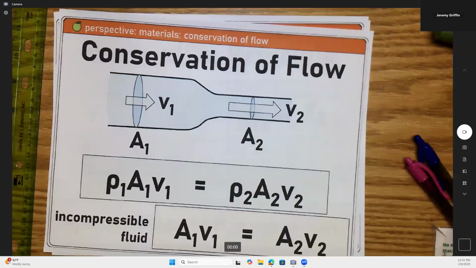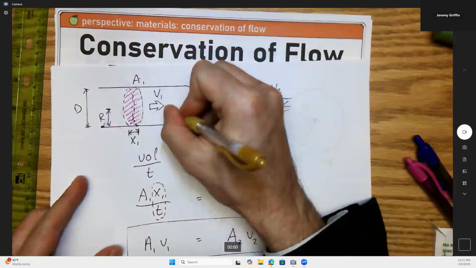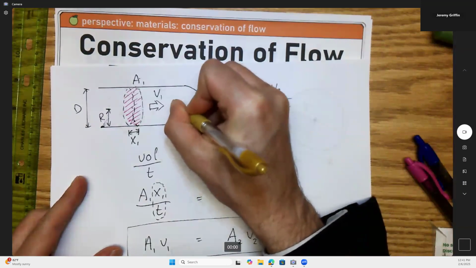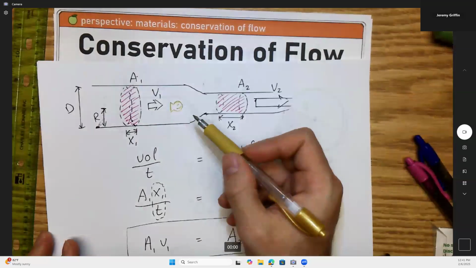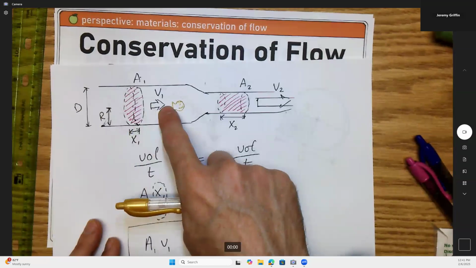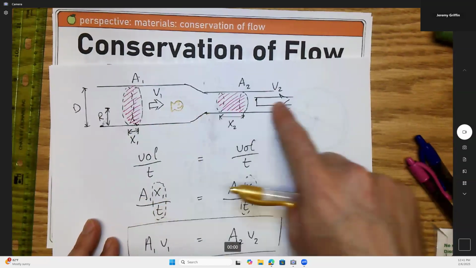Let's extend the story. I'm going to put a little goldfish in my pipe system. That's this little goldfish swimming around. Natural environment pipes. So this fish is swimming along, swimming along. Now, you guys know going from the big pipe to the small pipe, the water slows down or speeds up? Speeds up. Now it's going faster.